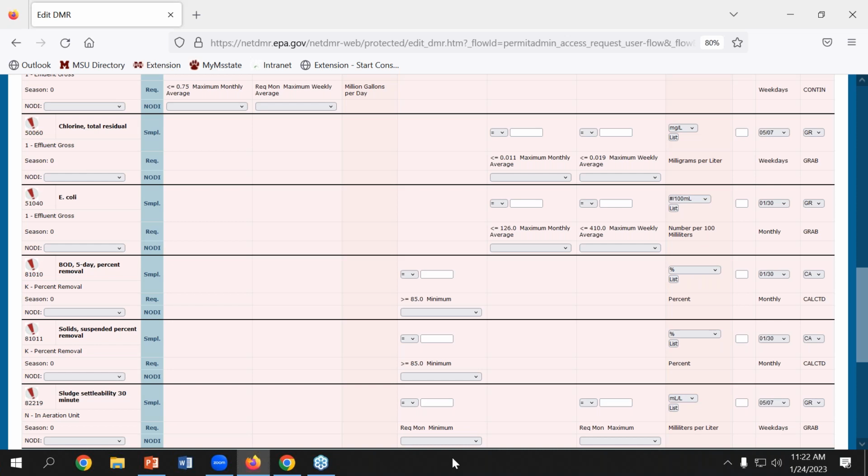The next parameter, of course, is E. coli, with a 126 max monthly and a 410 max weekly. The thing of note on E. coli is this. If you've only collected one sample during the month, then the max monthly and the max weekly averages will be the same.